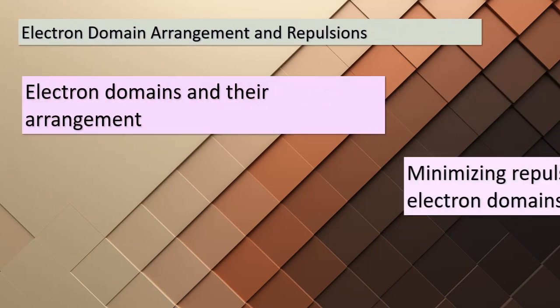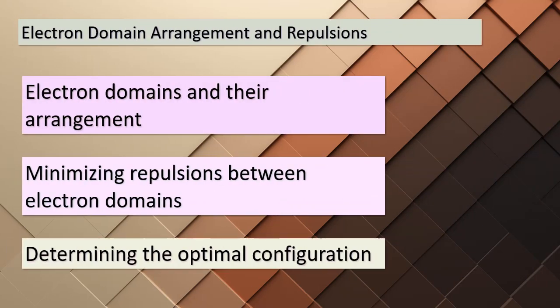Hello, dear students. Today, we're going to delve into the captivating world of electron domains and their arrangement. You see, electrons are like tiny particles that carry negative charges, and they play a crucial role in chemical bonding. When we have a certain number of these electron domains around an atom, we want to arrange them in a way that minimizes the repulsions between them.